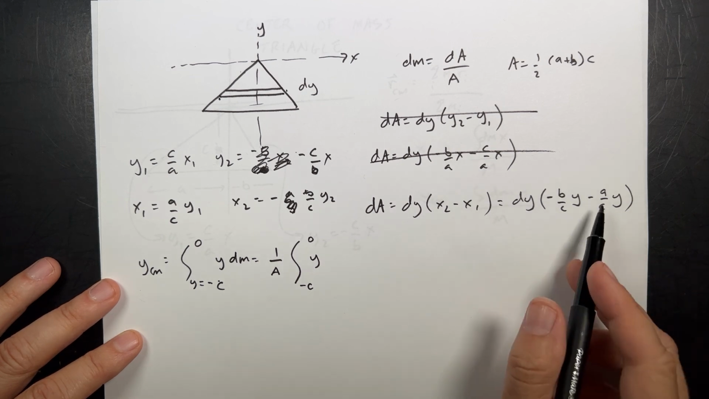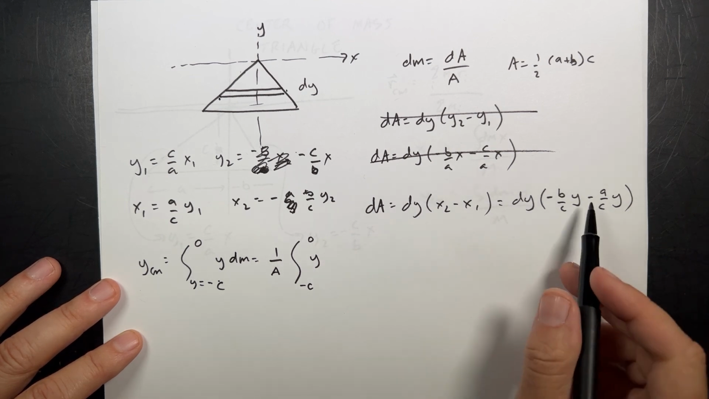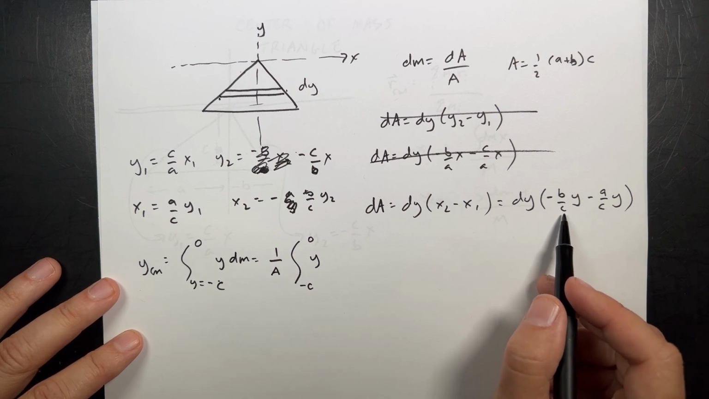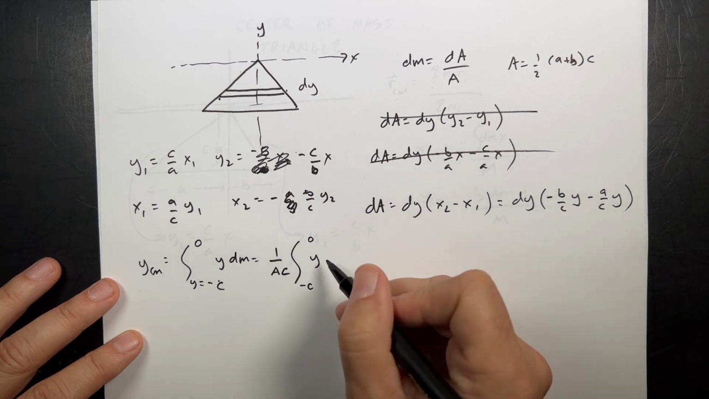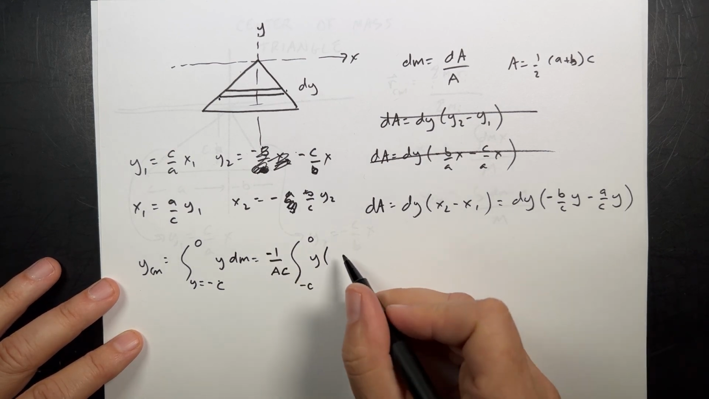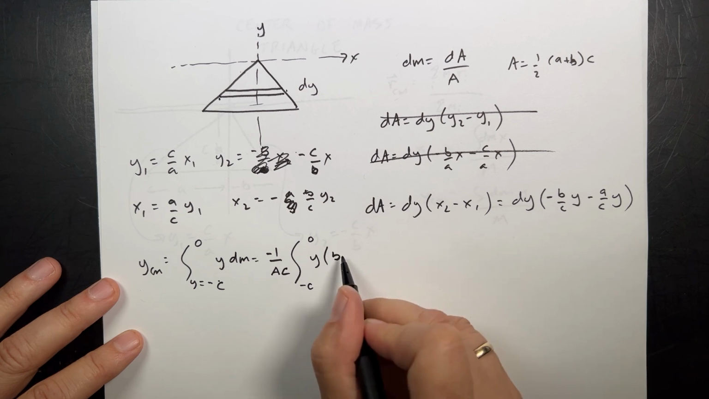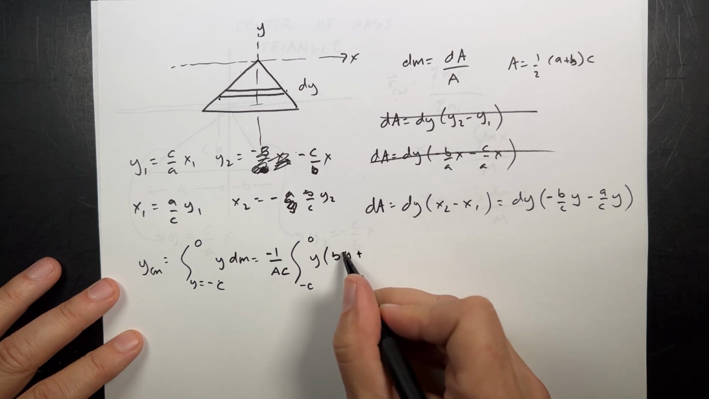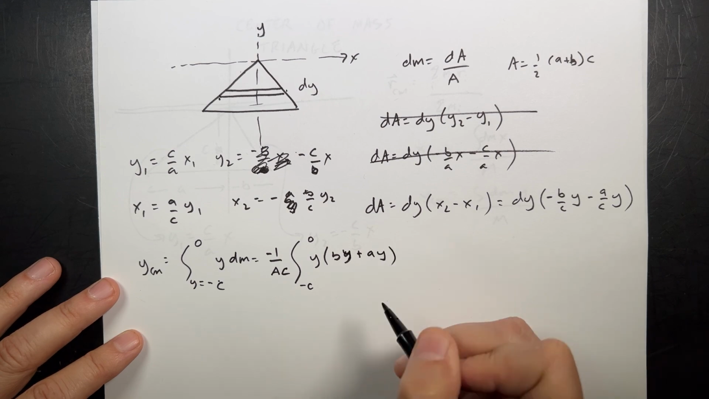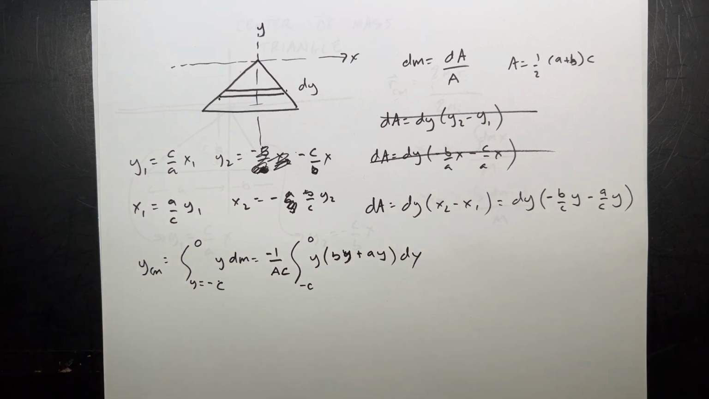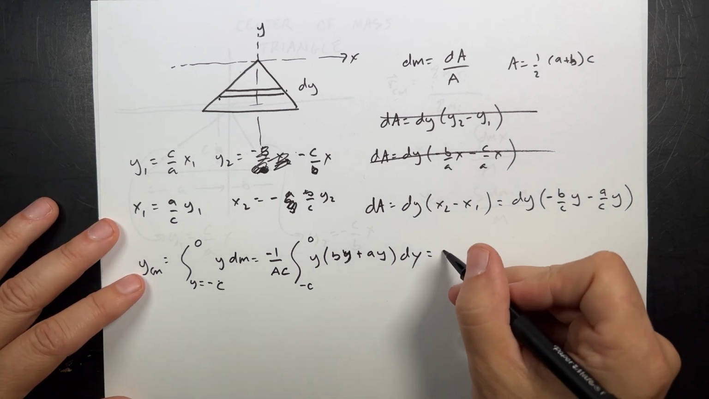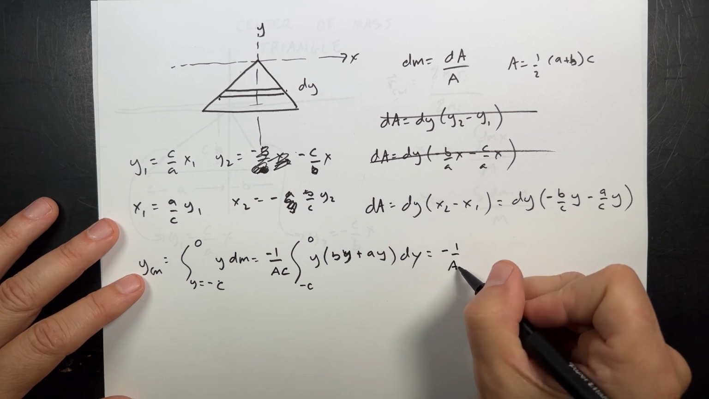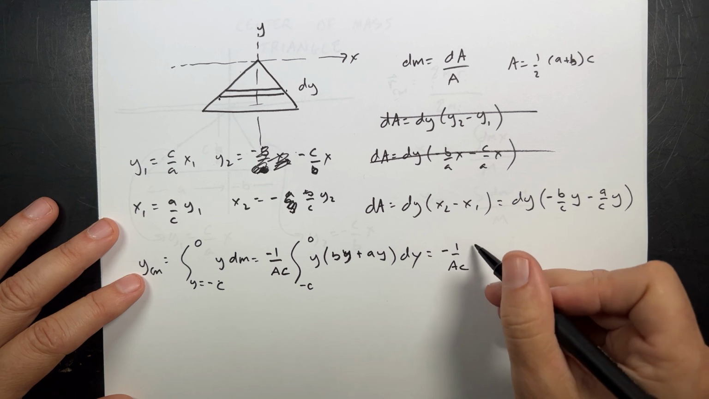So I can factor out the c. Should I do that? Yes. Let's factor out the c, and I'll put it over here. AC, yeah. And then I can factor out the negative too. So now I get by plus ay dy. Now, I can do that integral. Don't you think I can do that integral? I think I can. So that's going to be equal to negative 1 over ac times the integral.